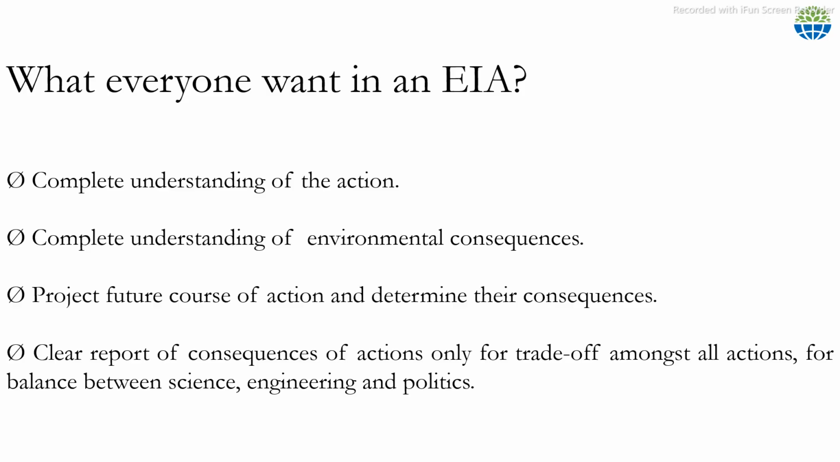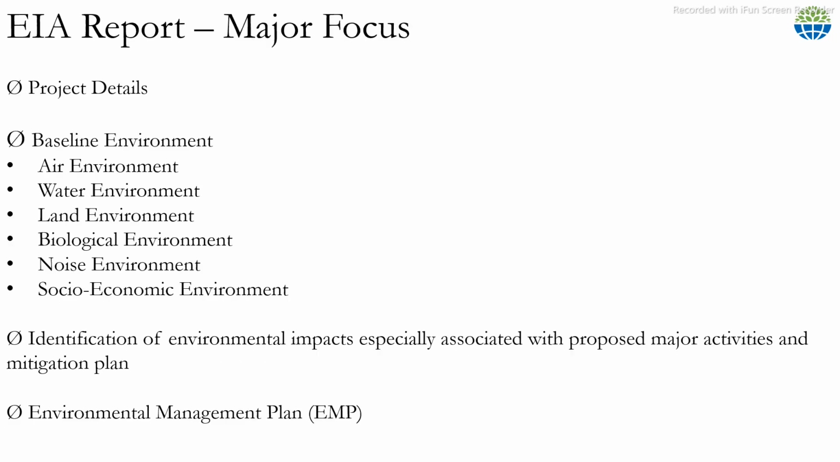So what everyone wants in AI, first we need to understand the action. If we are talking about the idea from the report, one needs to extract it. We need to understand the environmental consequences. We need to understand the complete activity or developmental action, project the future course of action and determine its consequences. And we also need to clearly report the consequences of the action only for trade-off. For any field, like science, engineering, politics, etc., it should be balanced.